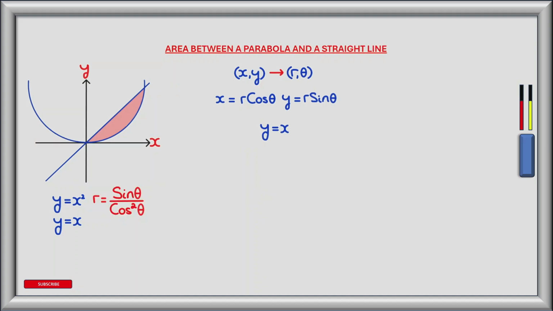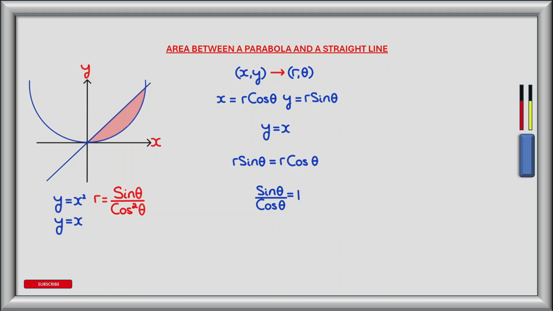The straight line in Cartesian coordinates is y equals x, and making the substitution for y and x we get r sin theta is equal to r cos theta. Dividing both sides of the equation by r and cos theta gives sin theta divided by cos theta is equal to 1. And using the trig identity where sin theta divided by cos theta is equal to tan theta, we're left with tan theta is equal to 1, and therefore theta is equal to pi by 4 radians.